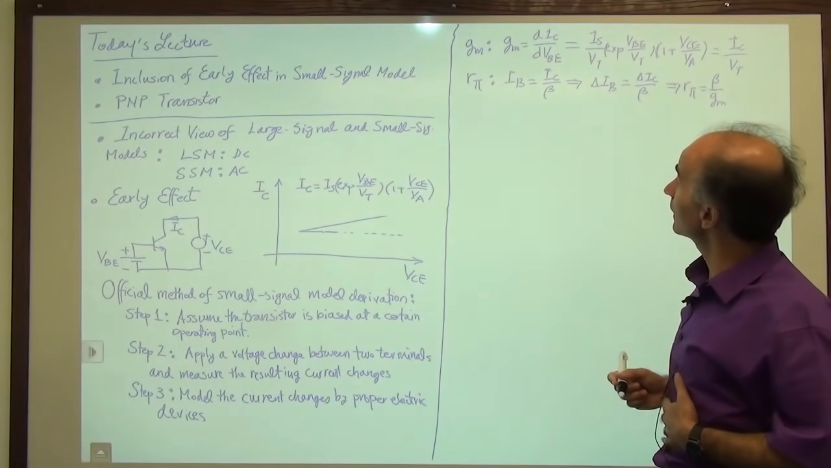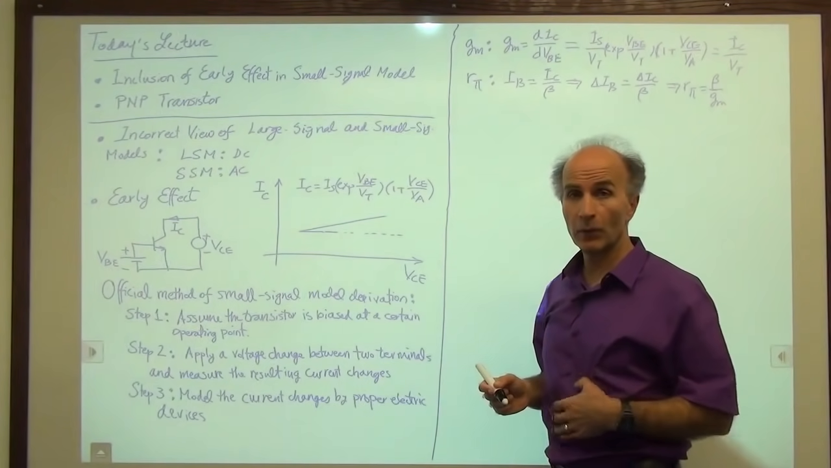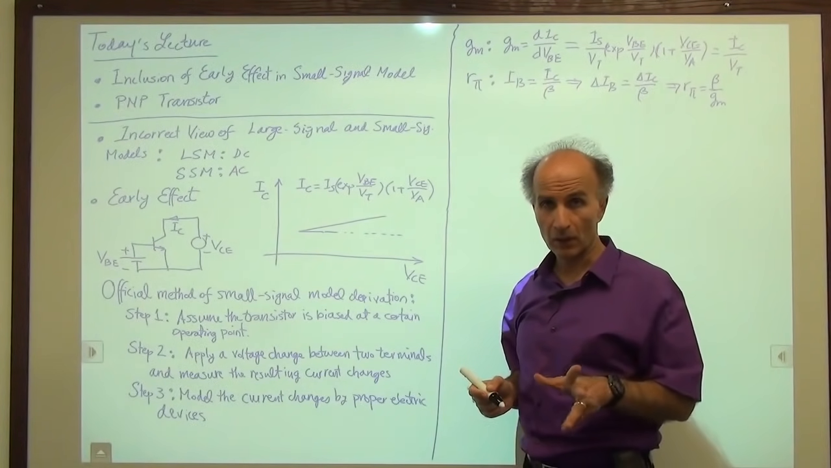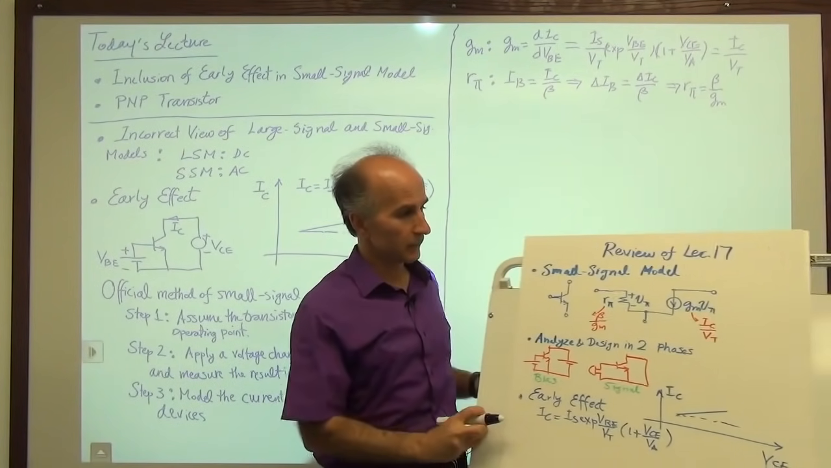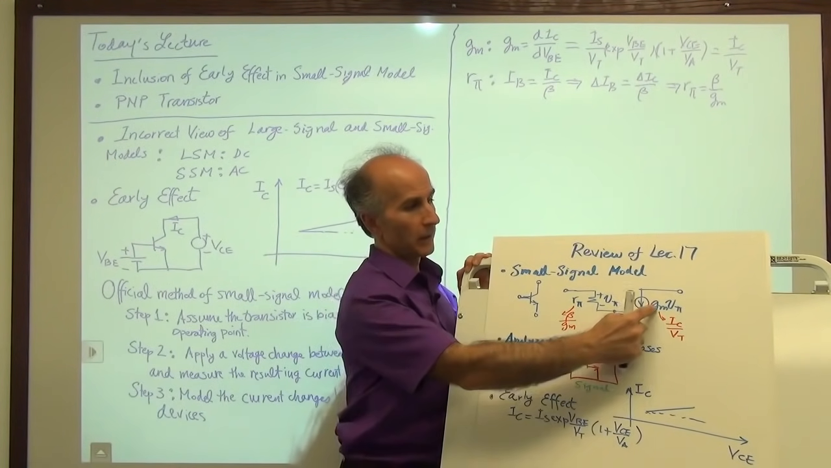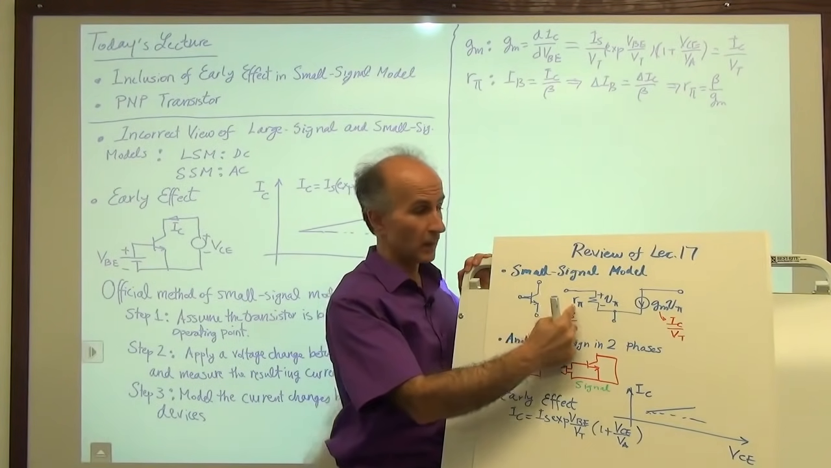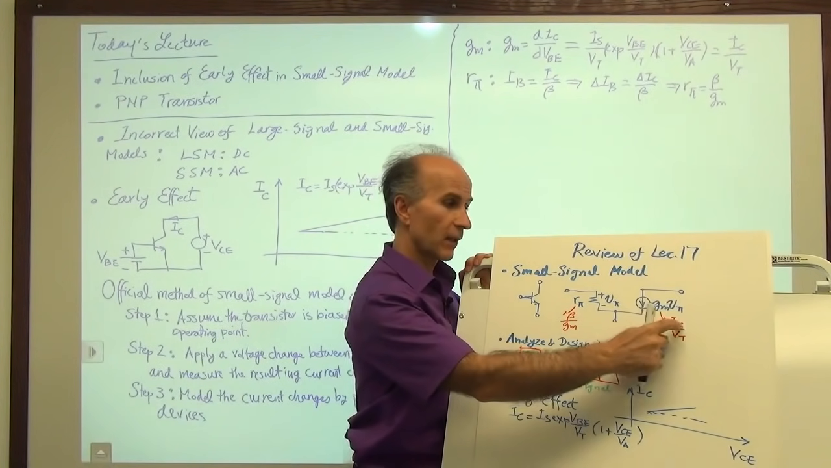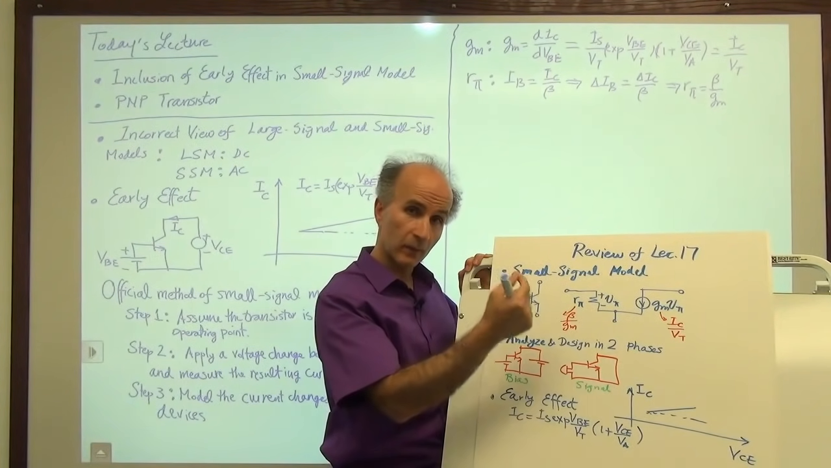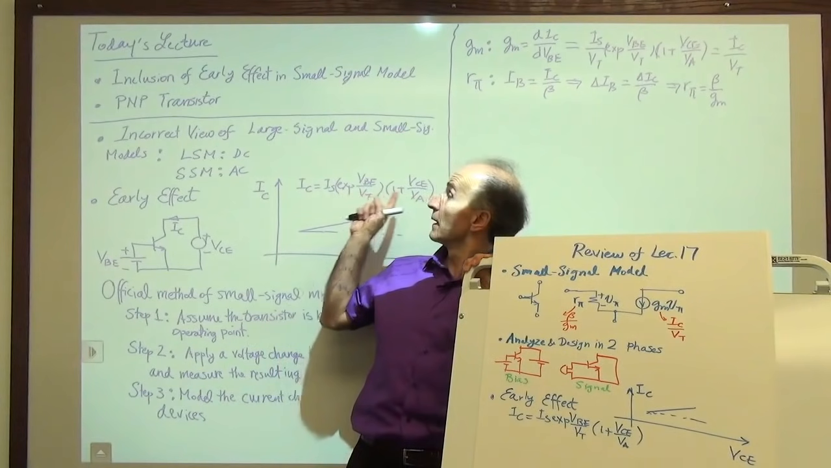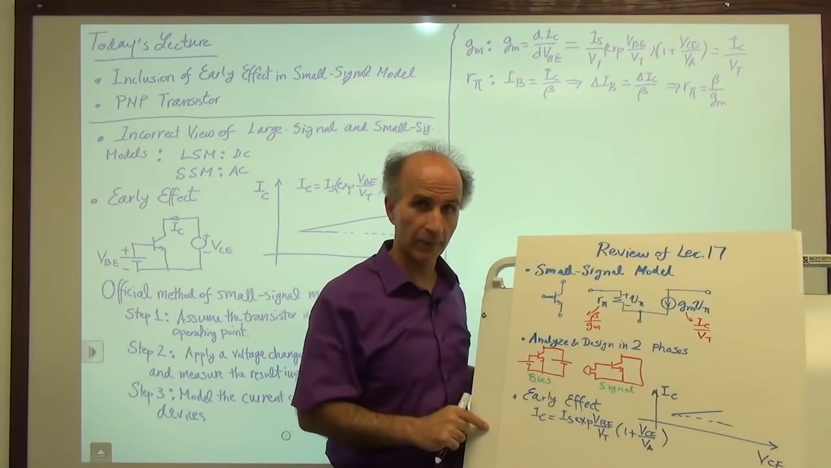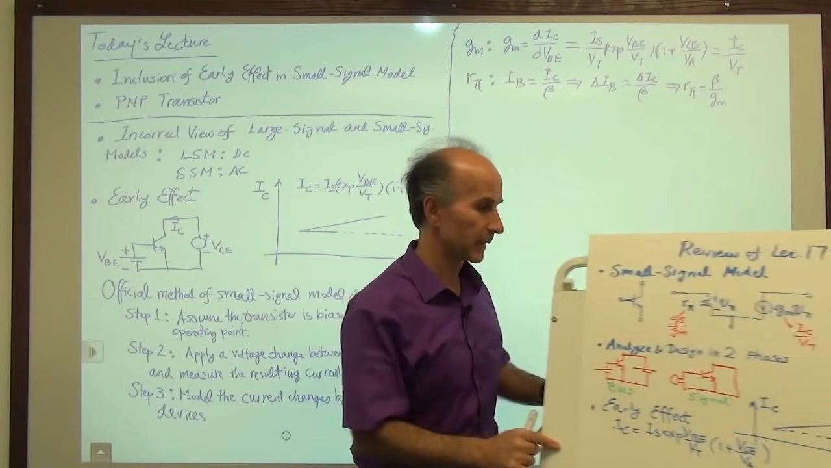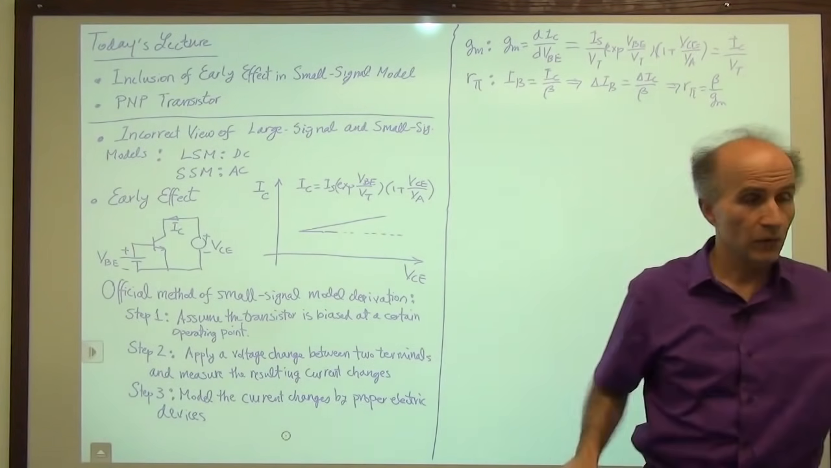Okay, good. So far, we don't have any serious problem with the small signal model. If we go back to the model that we had here, we see that these two haven't changed. The only thing we have to remember is that this IC, the bias value, has to be calculated using this entire equation here, not just IS exp of VBE over VT. All right, so far, so good.